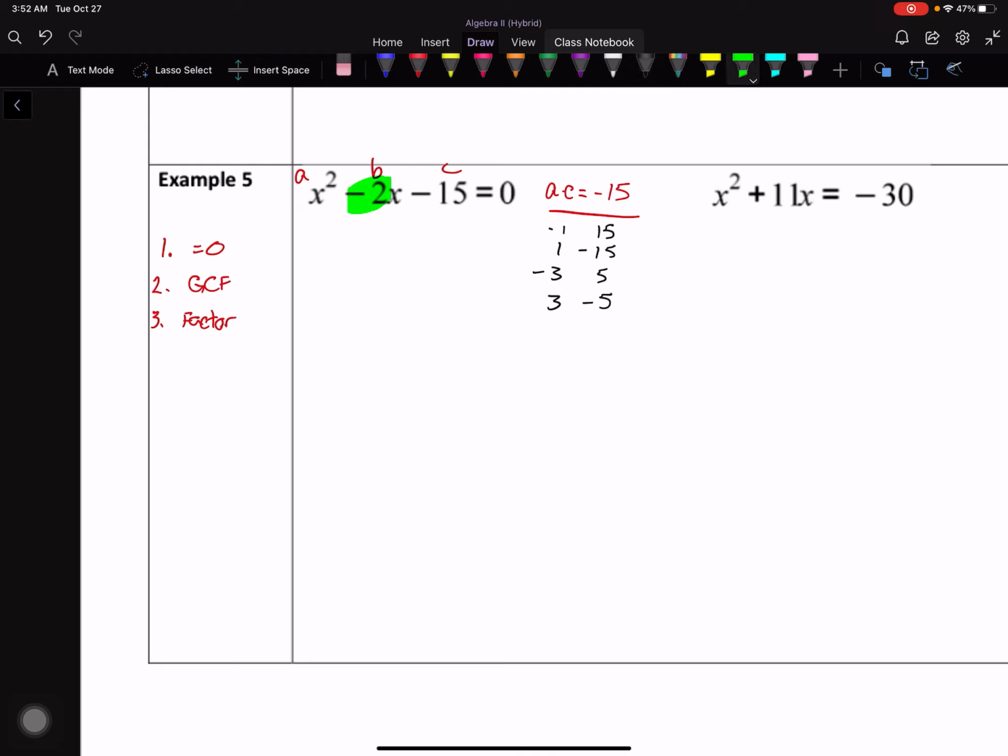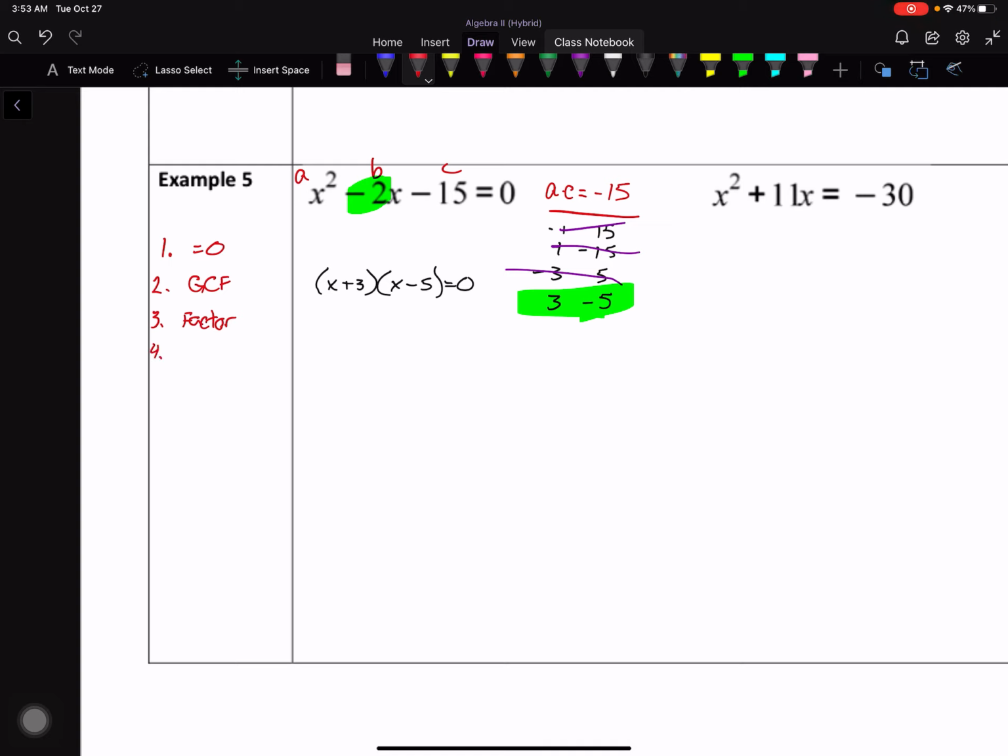You look at the first one. If I add these up, I get 14. Not going to work. Second one, add them up, I get negative 14. Not going to work. The third one, I get positive 2, which is really, really close. I just need the opposite sign, which means I need to flip my sign. And there it is. So because A is 1, I can say that my factored form would be (x + 3)(x - 5) = 0 now, because it's an equation.